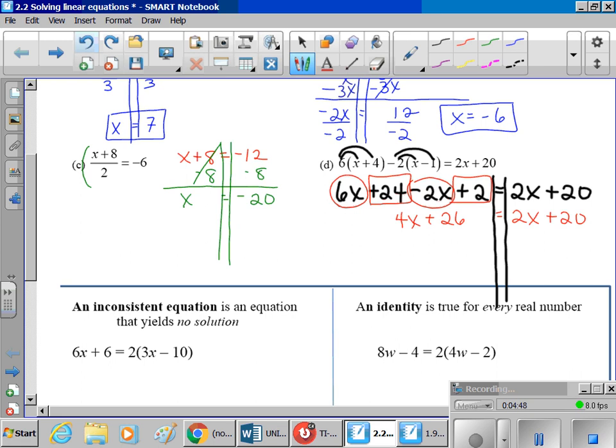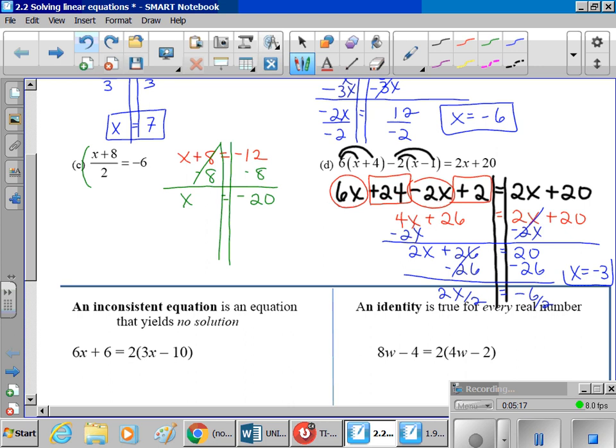Again, my next step is going to be to subtract the 2x. I always move my x first. Consistency, by the way, makes everything a little bit easier. So however you choose to do this, do it the same way each time, so that you're not making silly mistakes. The next thing I do is I move my numbers over here. I get 2x is equal to negative 6. Divide both sides by 2, and x is equal to negative 3.